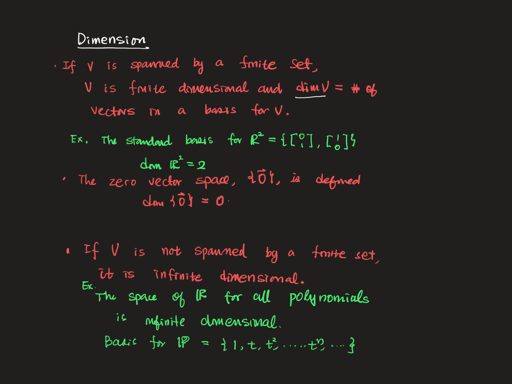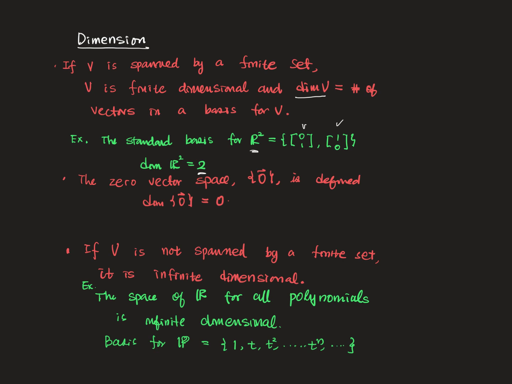For example, the standard base of R2. What is the standard base of R2? It is (1, 0) and (0, 1). That's the standard base for R2. So what is the dimension of R2? The dimension of R2 is 2, because how many elements are in the base? 1 and 2. Guys, make sense? That's how to define the dimension of the vector space V.